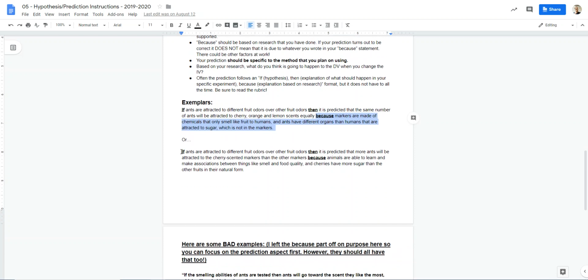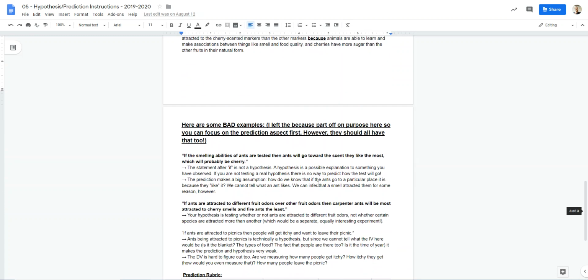Another way that you might write a prediction is this way. If ants are attracted to different fruit odors over other fruit odors, so they've got that part about their hypothesis, then it is predicted that more ants will be attracted to cherry. So they think that it's going to go one specific direction. But notice they've picked out one of the particular scents that they're going to be testing. So this is specific to the experiment they plan to do. And again, their because statement is based on some research that they did.